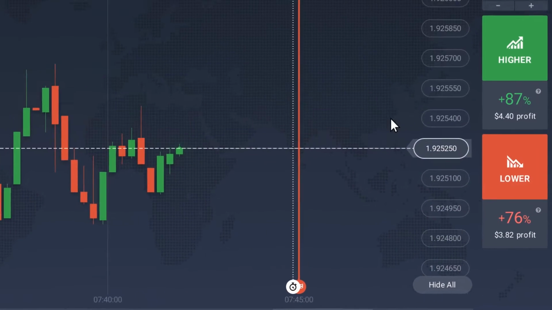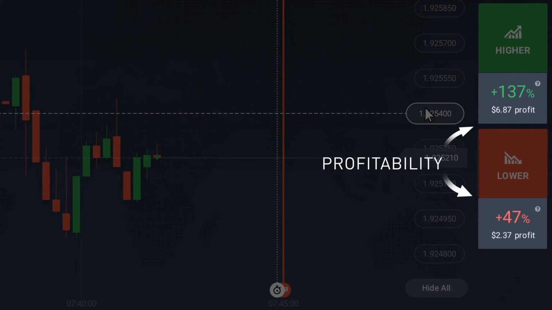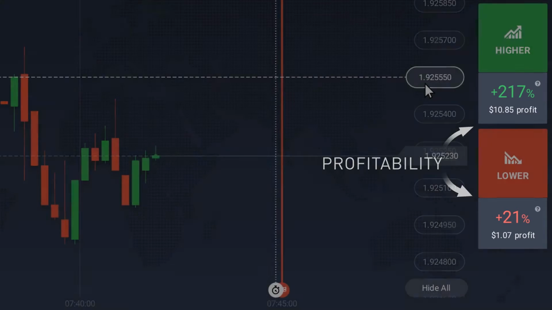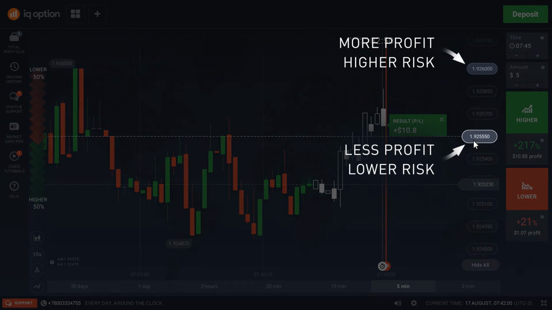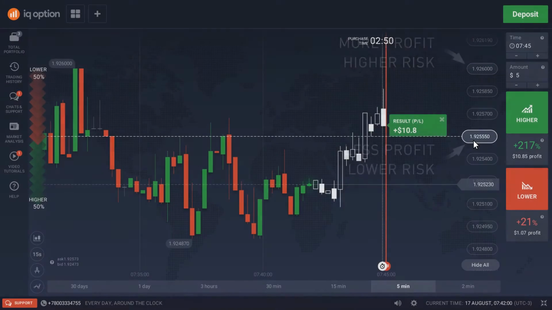When choosing different strike prices, you can see how the profitability is changing on the higher and lower buttons. It depends on whether the asset price can reach the set strike level in the chosen direction or not. The lower the probability that the price reaches the strike level, the more the profit, up to 900%.